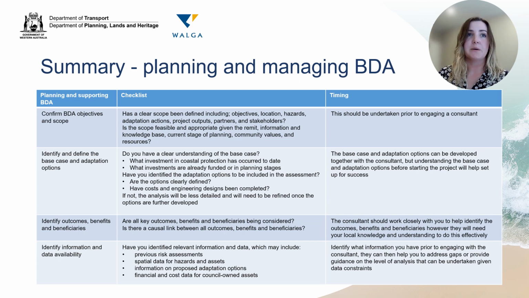So this slide just provides a bit of a summary of planning and managing BDA that we've just gone through, and provides a bit of a checklist for you to consider. So first of all, you want to confirm your benefit distribution analysis objectives and scope. So you want to consider, have you identified a clear scope, including your objectives, location, hazards, adaptation actions, project outputs, partners, and stakeholders? Is the scope feasible and appropriate given the remit, information, and knowledge base, the current state of planning, the community values, and the resources you have? And you really want to do this before you engage a consultant. So you want to consider this as early as possible when setting up your BDA.